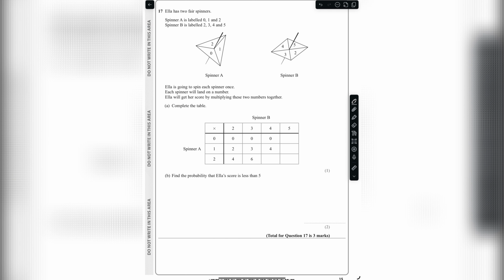We are told that Ella has two fair spinners. Spinner A is labelled 0, 1 and 2. Spinner B is labelled 2, 3, 4 and 5. Ella is going to spin each spinner once. Each spinner will land on a number. Ella will get her score by multiplying these two numbers together. Complete the table. So 0 multiplied by 5 is 0.